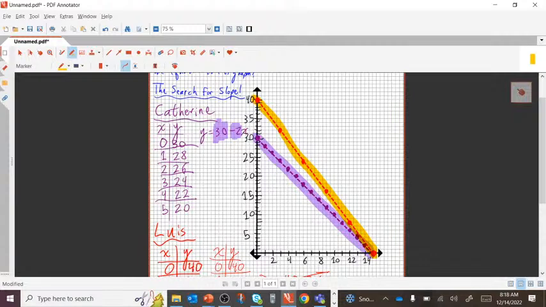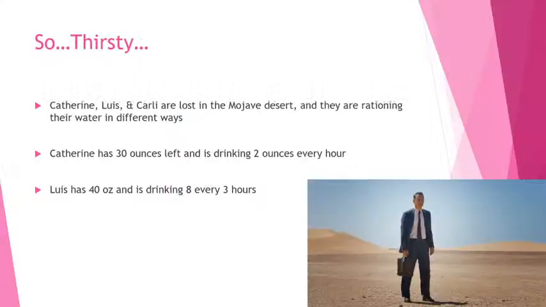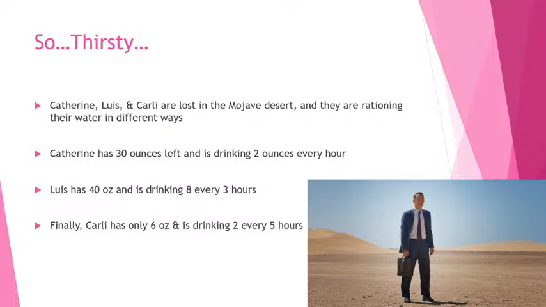Let's see what we got with Carly. Carly's maybe who we need to help us out with this last one. Here we go. Finally, Carly only has 6 ounces and is drinking 2 ounces every 5 hours. She's really trying to ration her water because she does not have very much. Can you make a table, an equation, and a graph on that same coordinate plane? Give it a try, and here we go. Good luck, Carly. Teach!